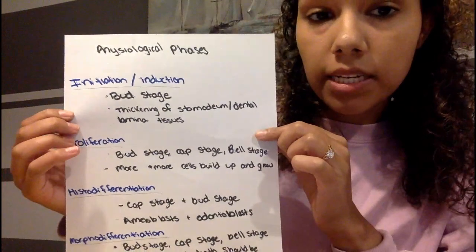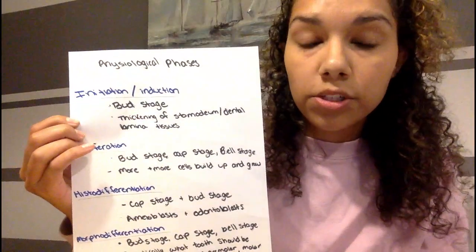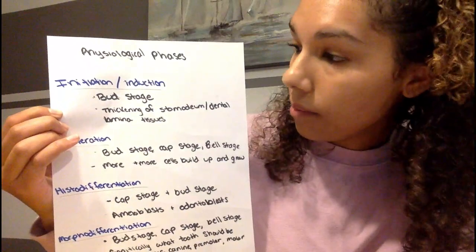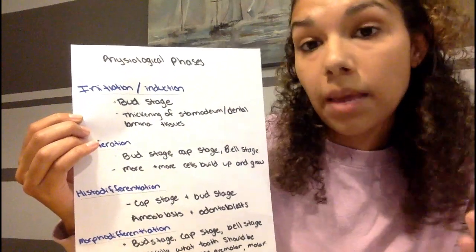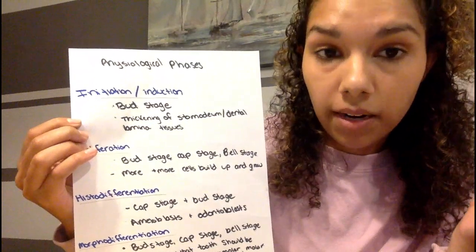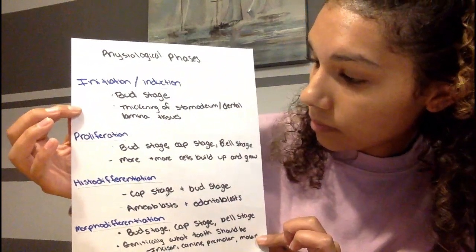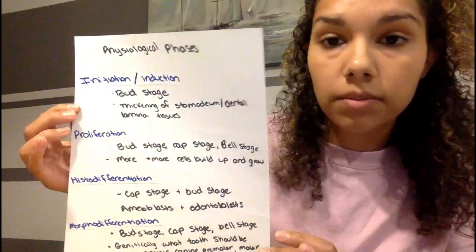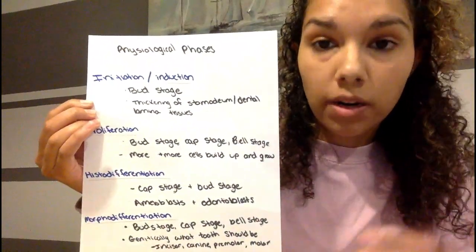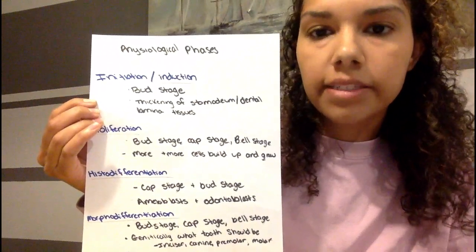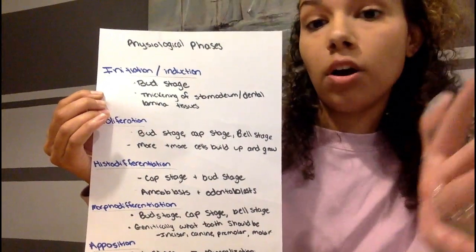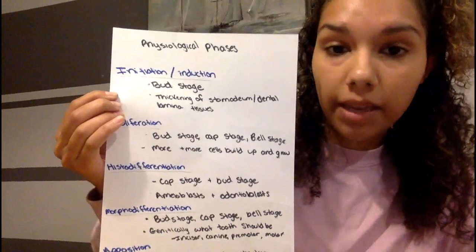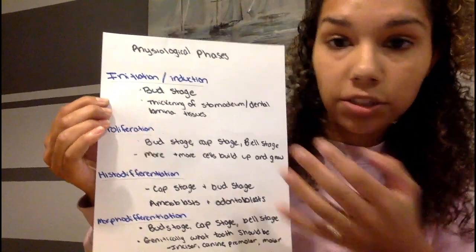While those are growing, there are 5 stages that the tooth goes through. We have initiation, which is the beginning. We initiate growth. That's in the bud stage, when the dental lamina, the tissues, are thickening and the bud can appear. Proliferation is more and more cells proliferating, so we're getting more, and it's just building up. That's in every stage because we're continuously growing. You have to grow from a bud to the cap, and you're growing more to go from the cap to the bell stage. So that's proliferation.